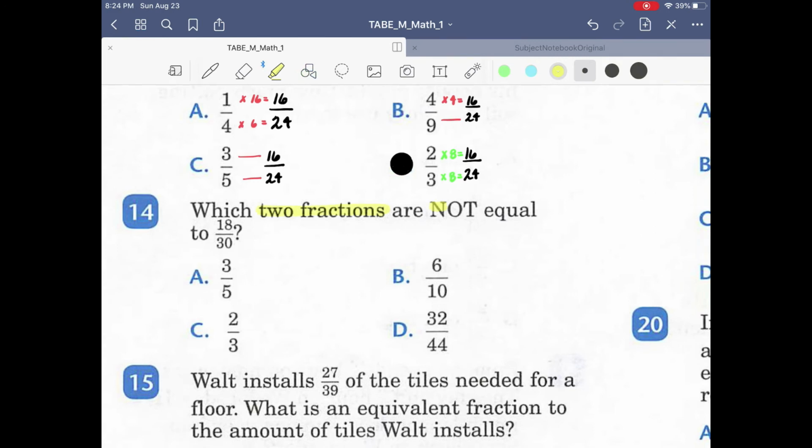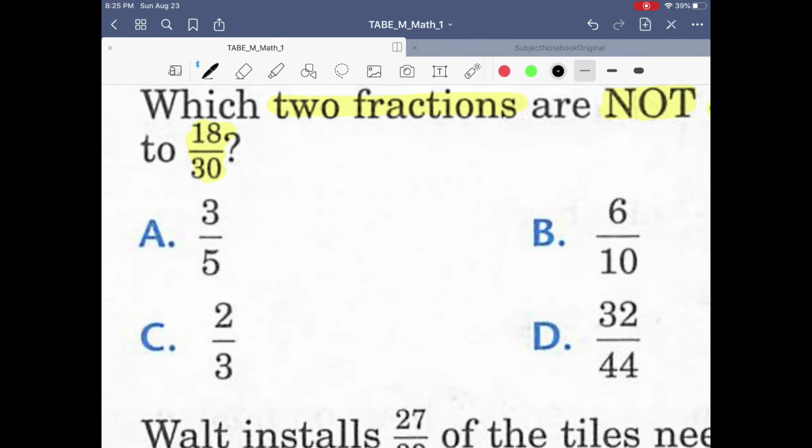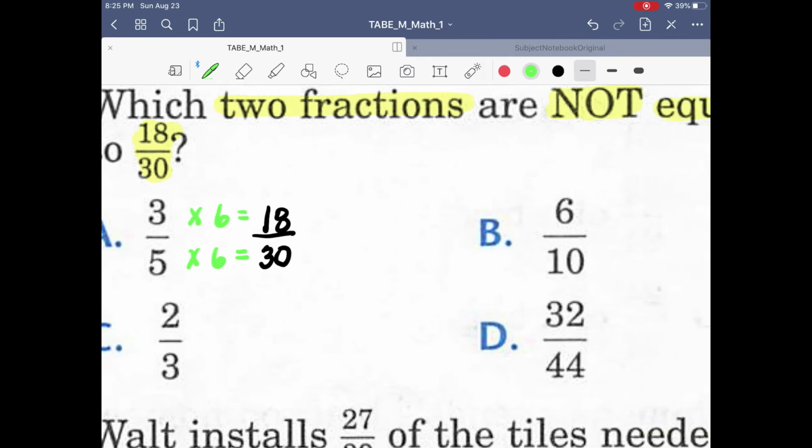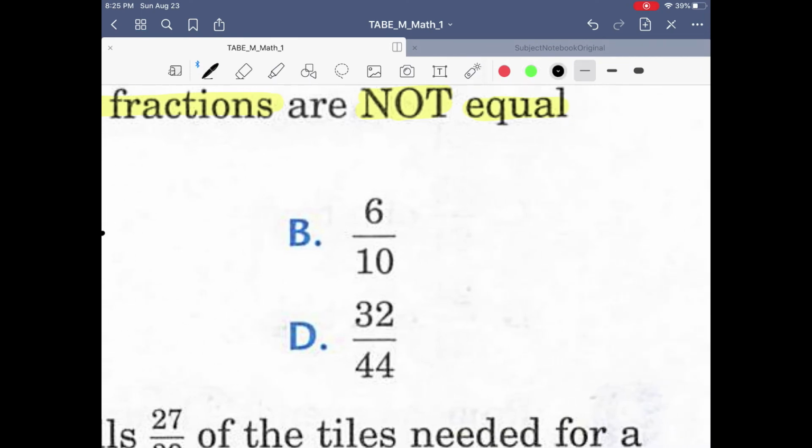Number 14. Which two fractions, very important, are not equal to 18/30ths? Now we've been looking for fractions that are equal. Now we're looking for two that are not equal. But it's the same process. You know how to do this. 18/30ths. 3 times 6 is 18, and 5 times 6 is 30. So that one is equal.